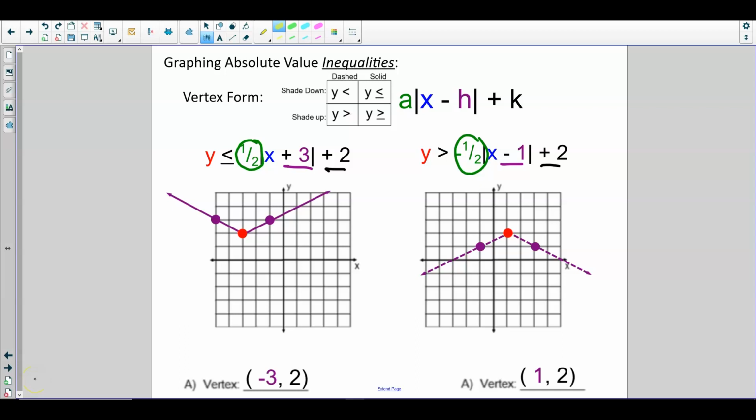Perfect. If you had solid line for the first one, don't forget this is shade down. So we're shading everything below. And on the other, we're shading everything above, greater than.